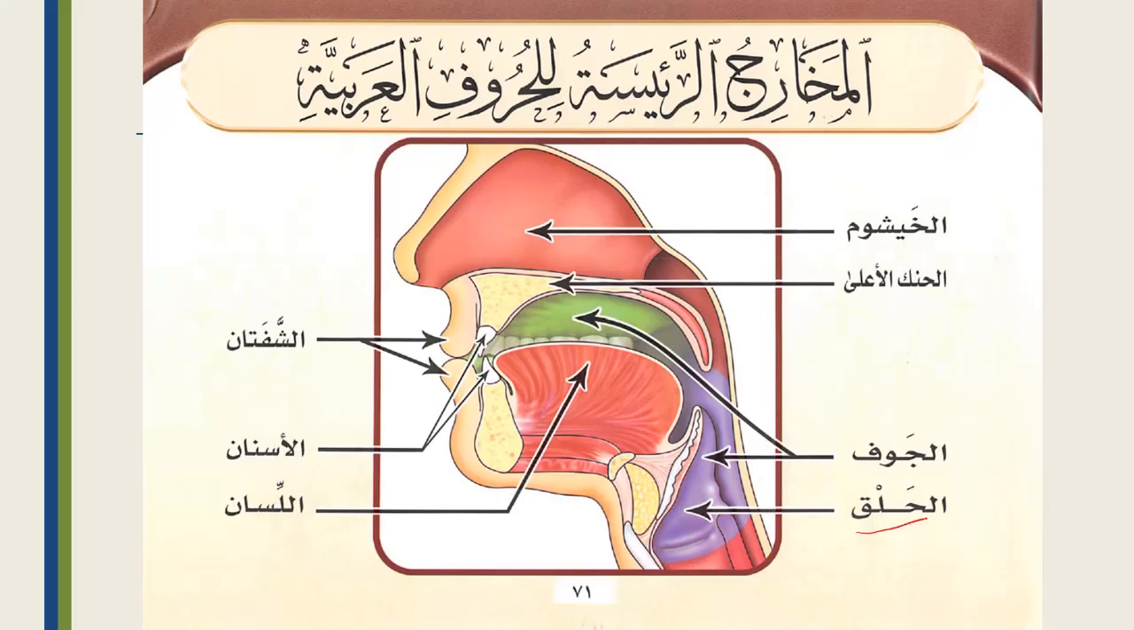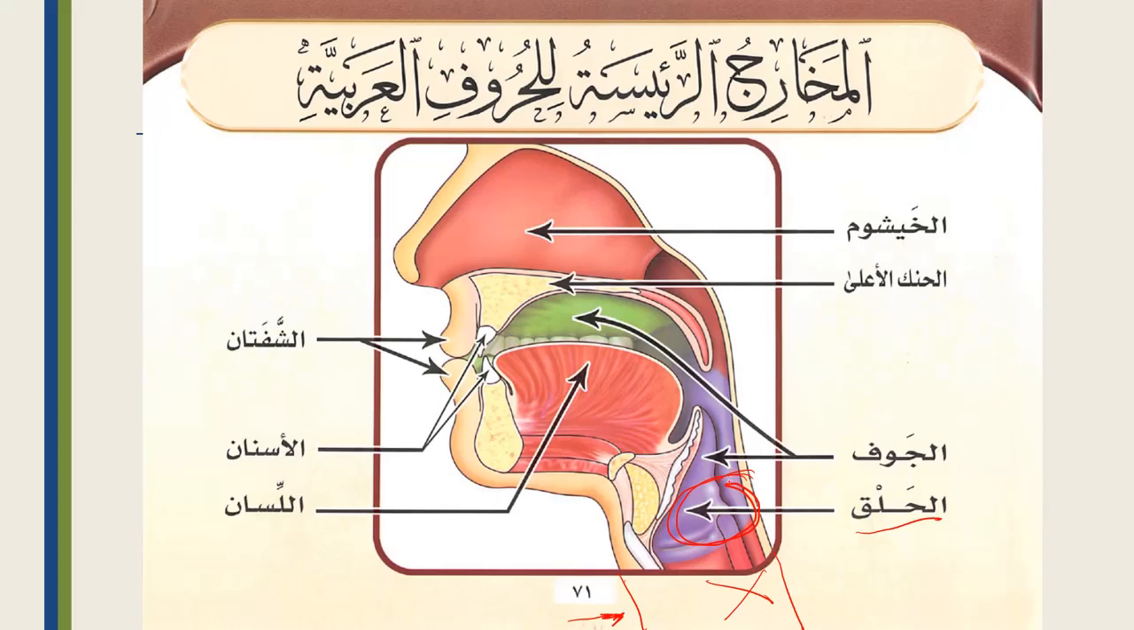The first one is the حلق. Here this area is the حلق, and this is very important. Sometimes people, when they are pointing to their حلق, point to their neck. This is the neck. No, we're not talking about the neck, we're talking about the throat. The throat is here, up.